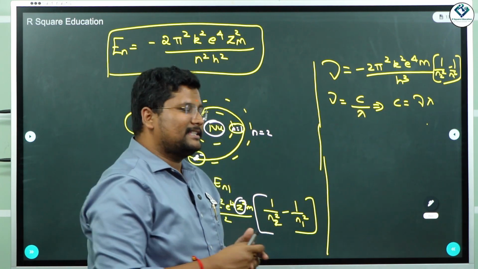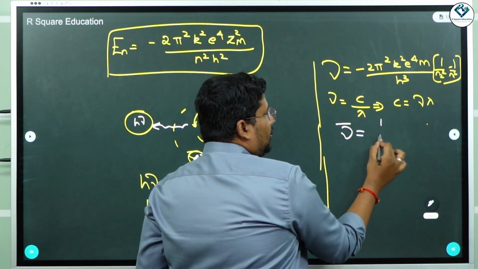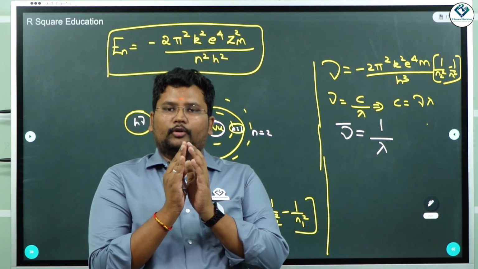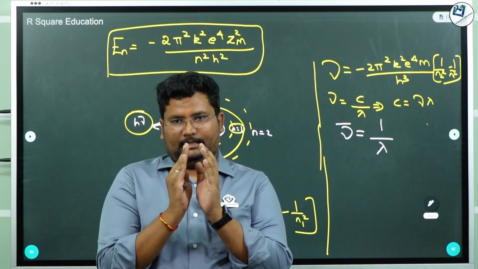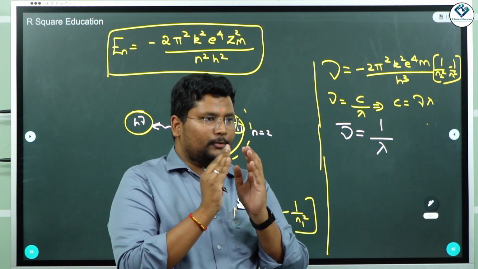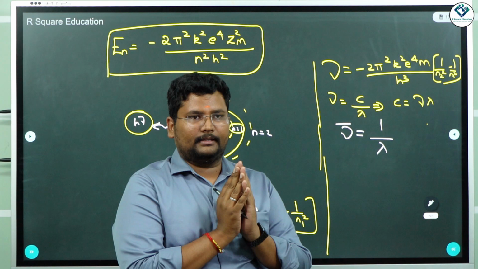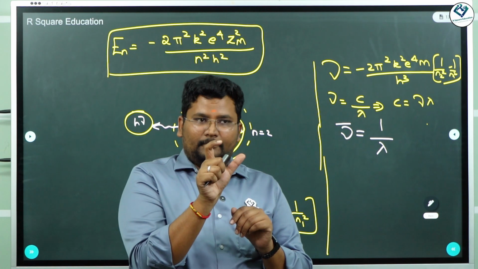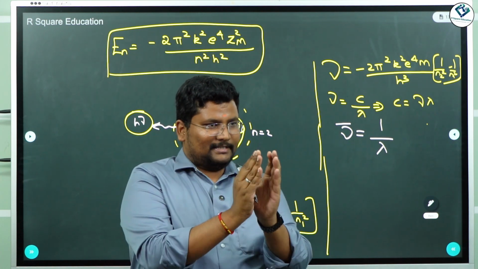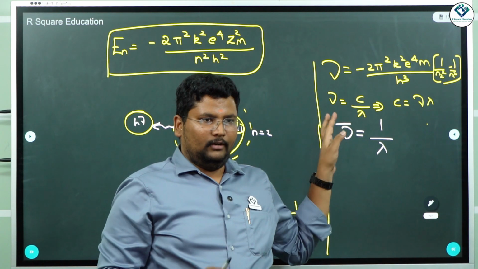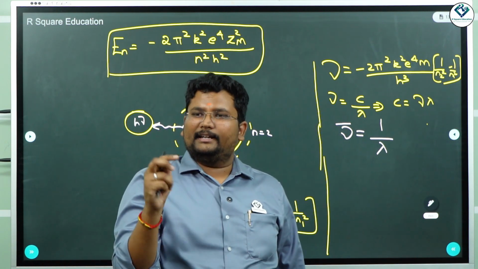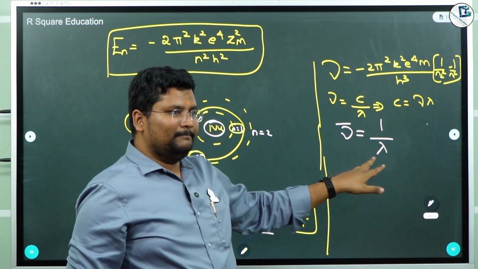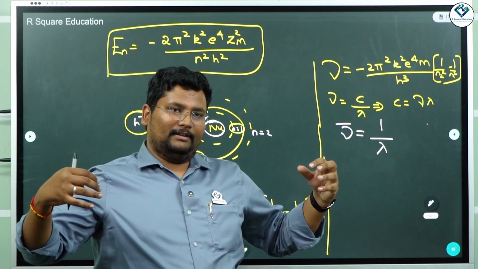Okay, we have something called wave number, nu bar, which is always inversely proportional to wavelength. Wave number means the number of waves in a particular distance. Wavelength is the total length of a wave, but the number of waves in a particular distance is called the wave number. It is related to frequency, actually. So nu bar is equal to 1 by lambda. What this means is, the greater the wavelength, the lesser the number of waves.